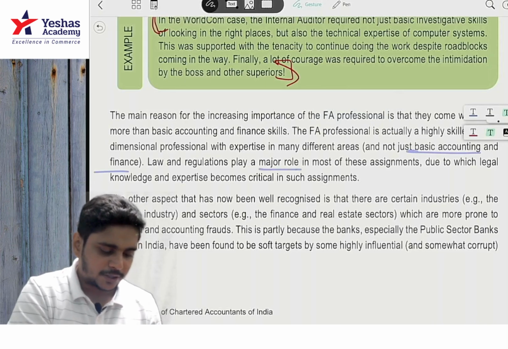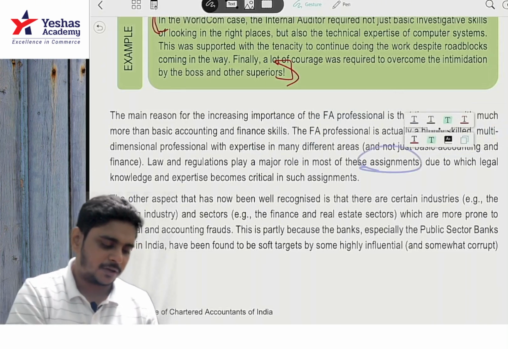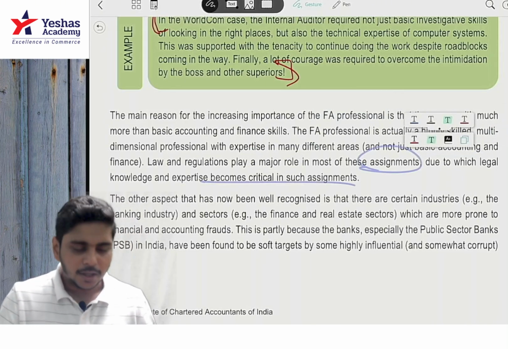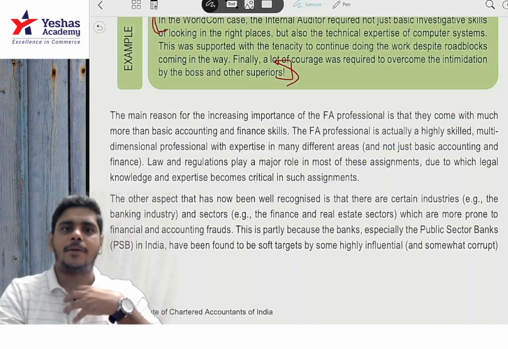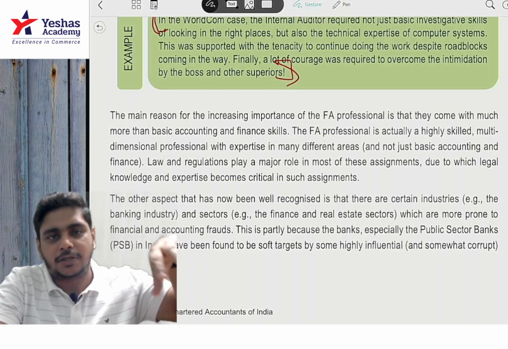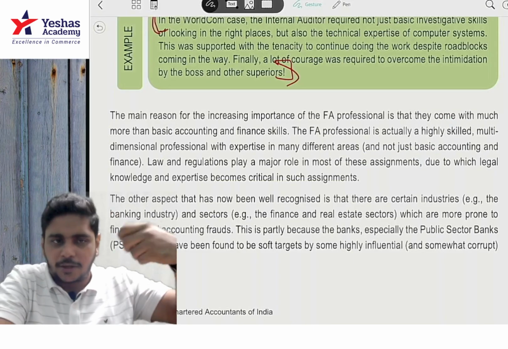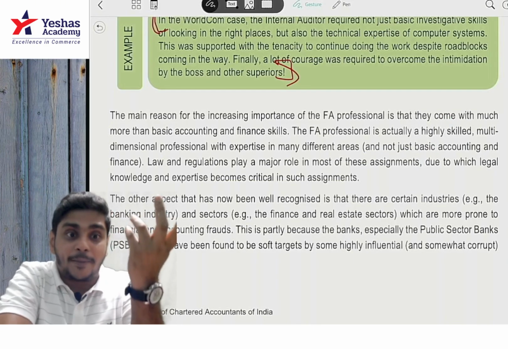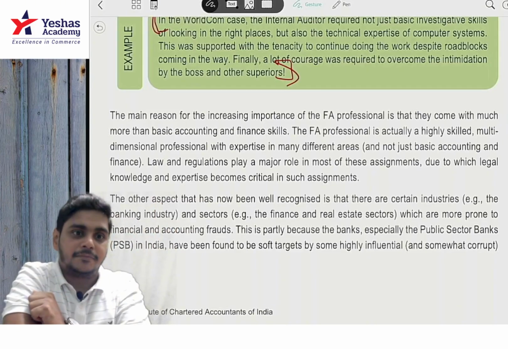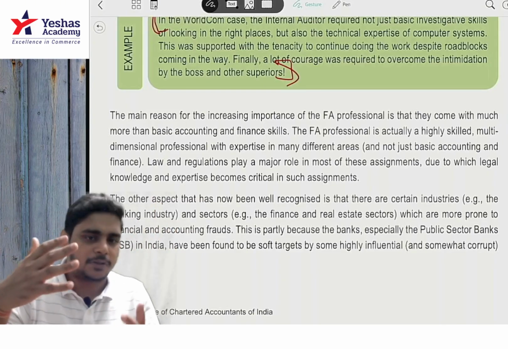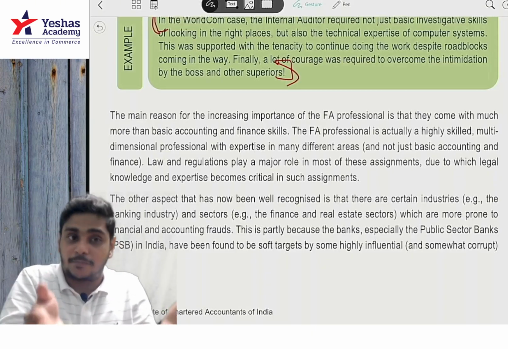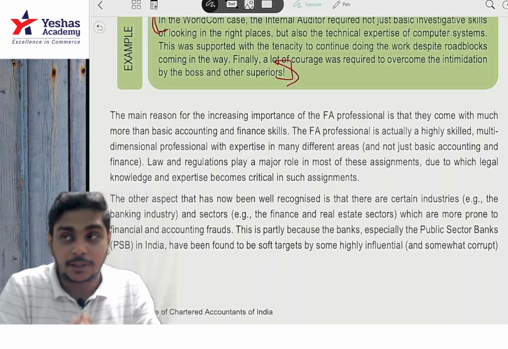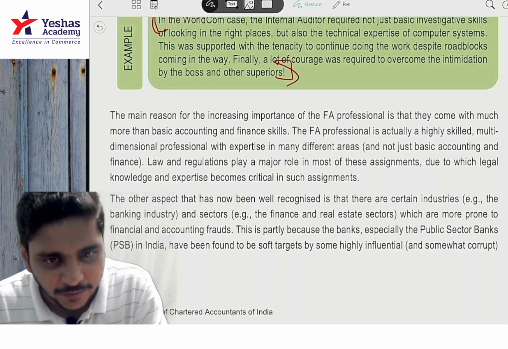Law and regulation play a major role in most of these assignments, due to which legal knowledge and expertise become critical. Okay. So basically, it's not only the agencies that will appoint a forensic accountant. We can be appointed by bankers also. If a bank comes to know that somebody is doing a fraud with them, they will appoint a forensic professional. If top management sees that there's a fraud happening in the company, they want somebody to detect it, so they will appoint a forensic accountant. So a forensic accountant can be appointed by anybody: insurance companies, lawyers, income tax department, GST department, everybody can appoint.